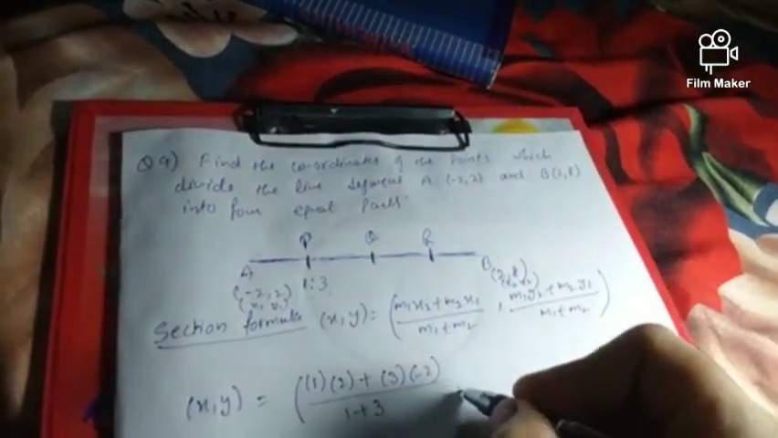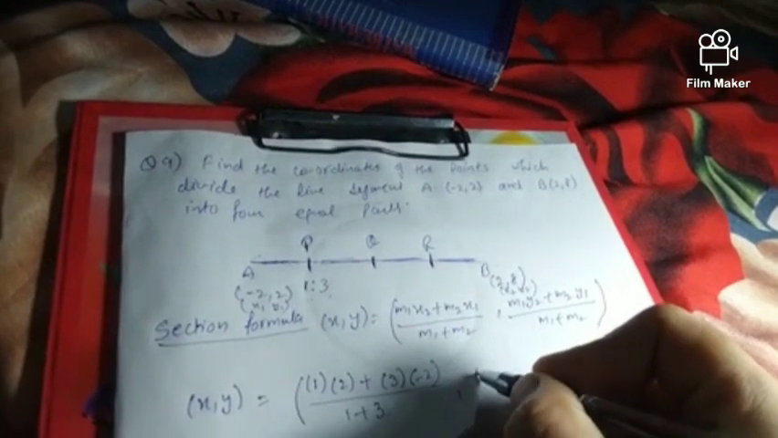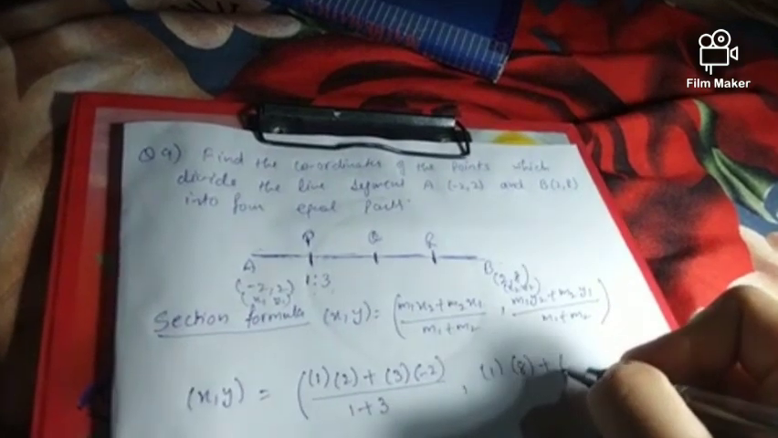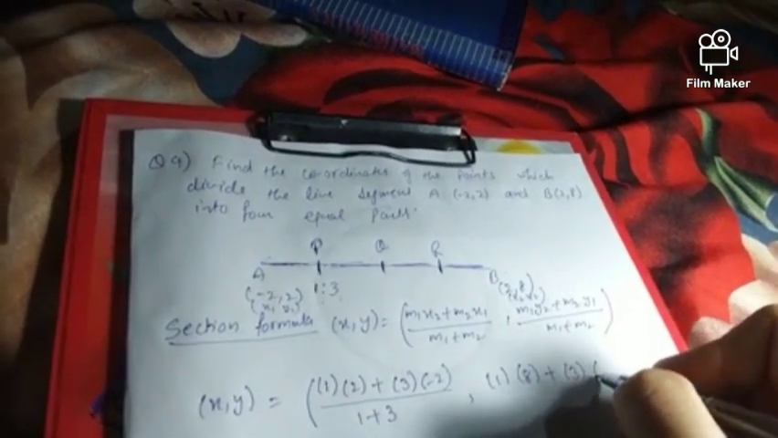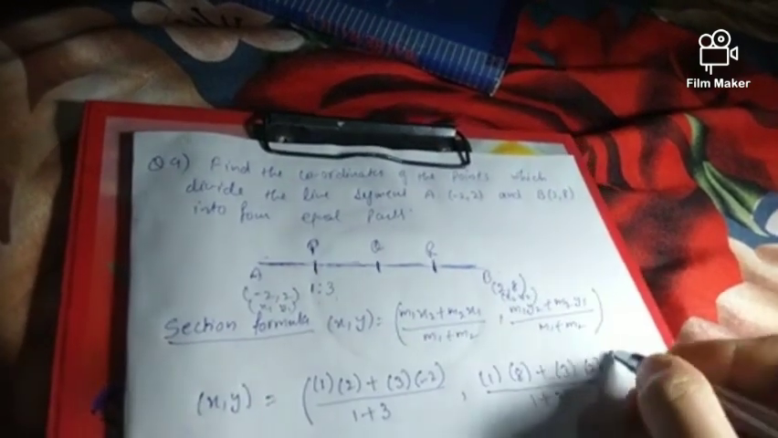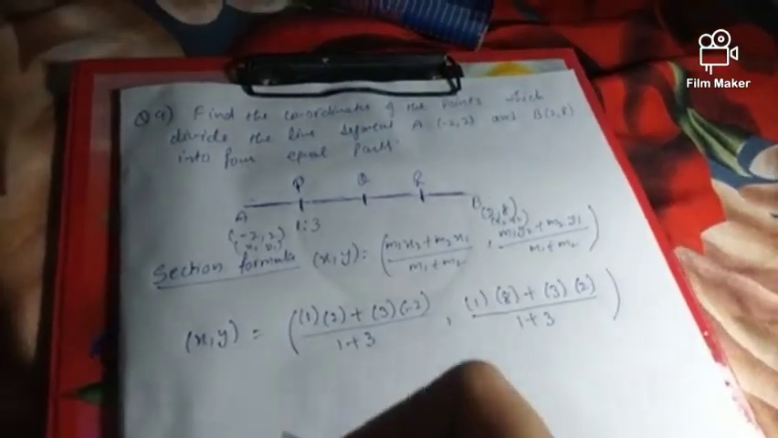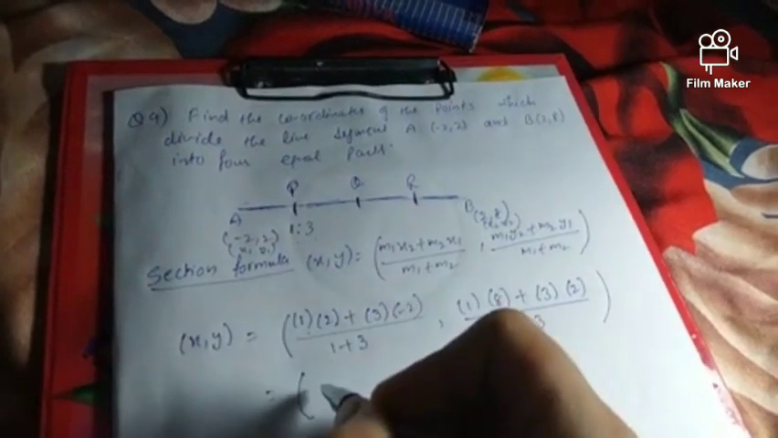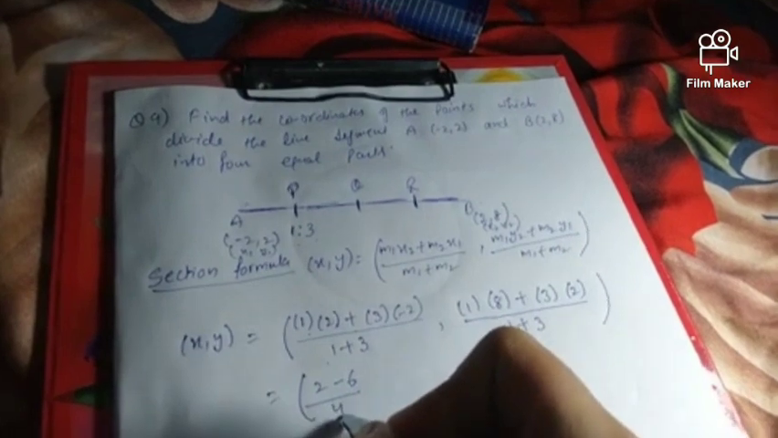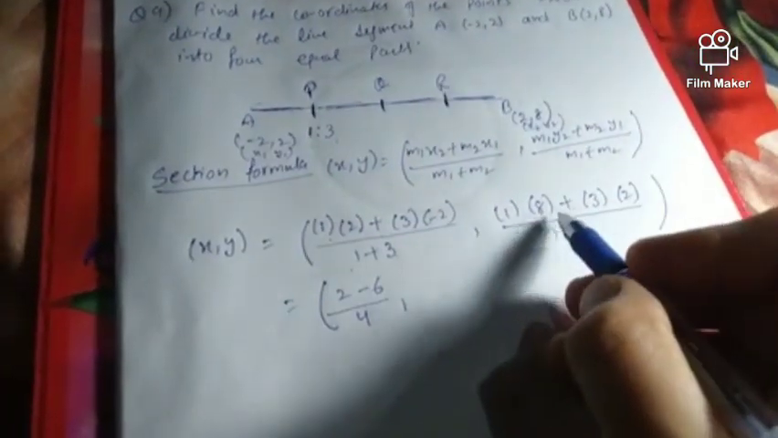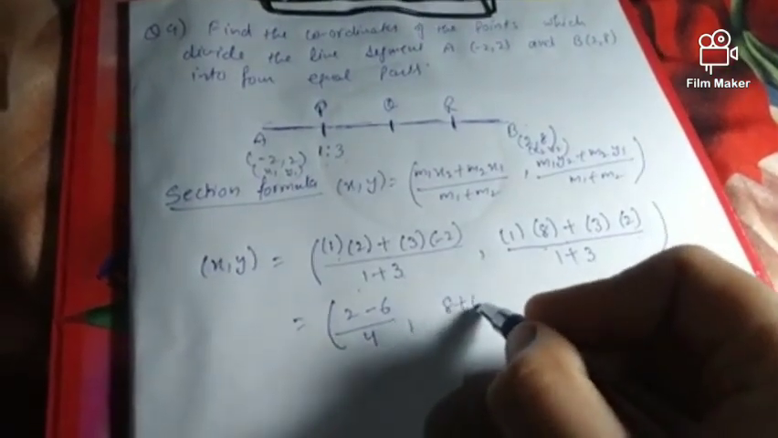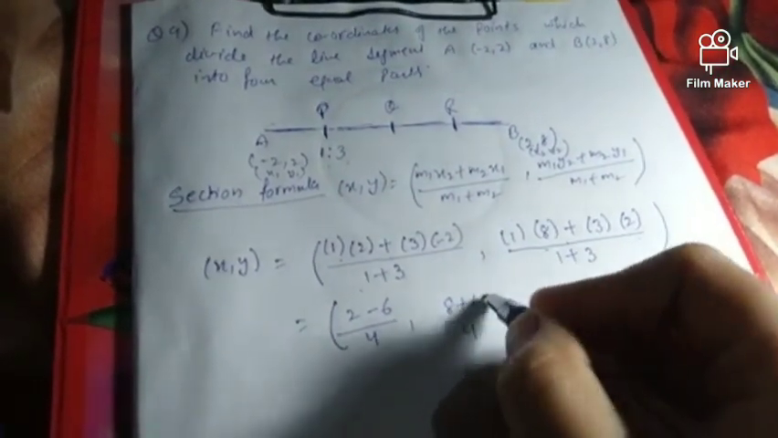Clear? Now put the values of m1, that is 1, y2 that is 8, m2 that is 3, y1 that is 2, divided by m1 plus m2. Clear? This is equals to 2 ones are 2, plus 3 times -2 is -6, divided by 4, and this will become 8 ones are 8, plus 3 twos are 6, divided by 1 plus 3 is 4.